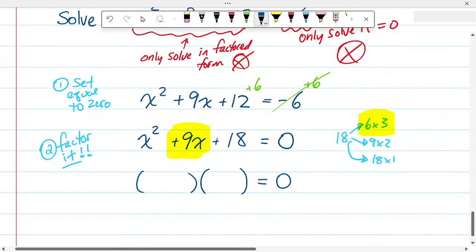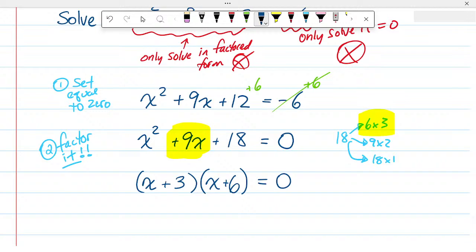So what goes in the 2 brackets then? We know since this is x squared, what's this going to be? X. What's that going to be? X. And then when we multiply it out, we're going to have these 2 numbers here, and they are plus 3 and plus 6. Does it matter which order you put those in? Not one bit. All right? Have we answered the question yet? No. But we're here, so step 3 is going to be solve for x.